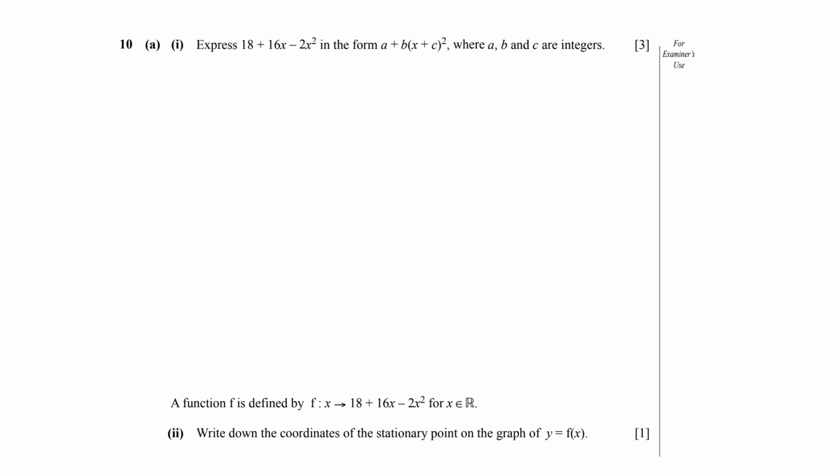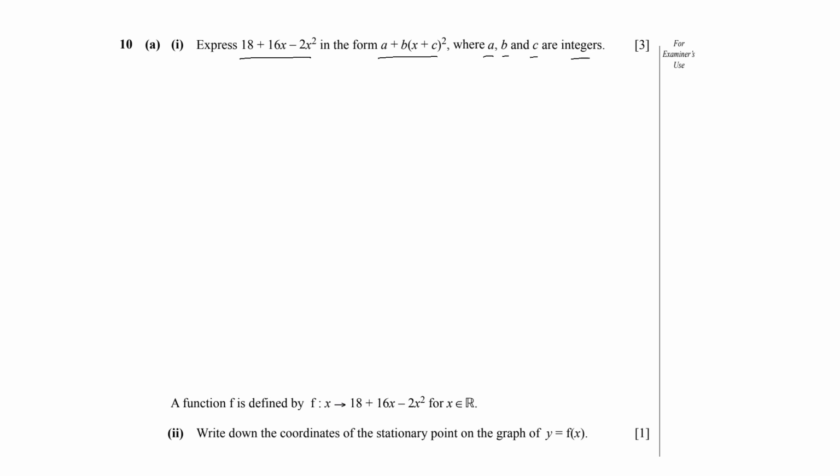This question is from the topic quadratic, to be very specific, quadratic function. Here they have given us a quadratic expression in the form of 18 plus 16x minus 2x squared, and we have to represent this quadratic expression in the form of a plus b times x plus c whole squared form, where a, b and c are all integers. What does it mean? We have to do the completing the square task here.